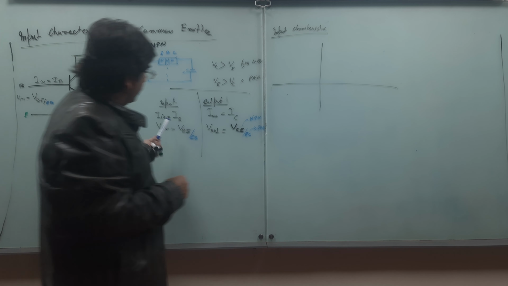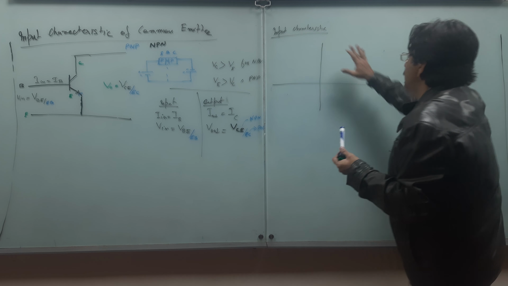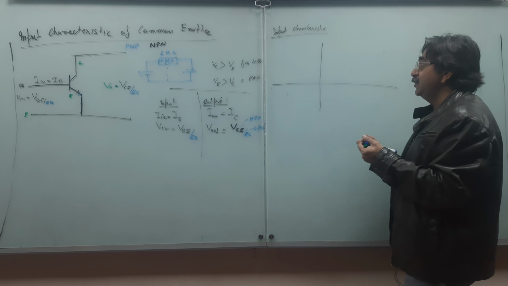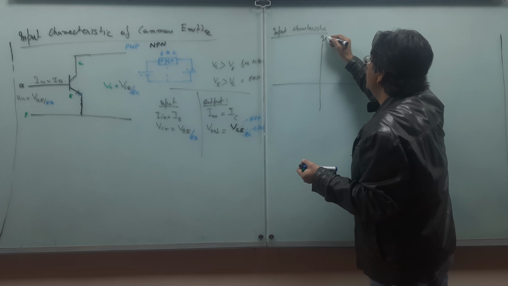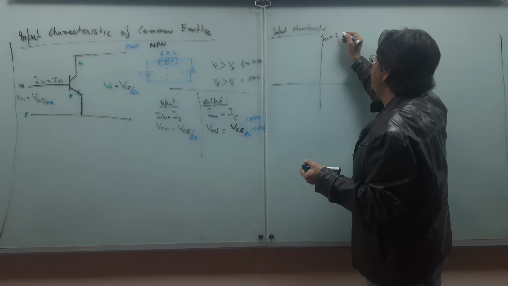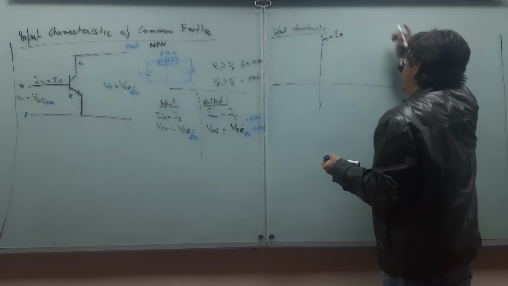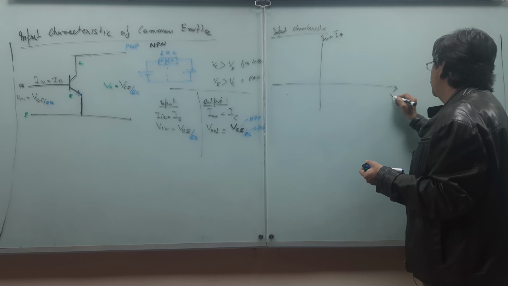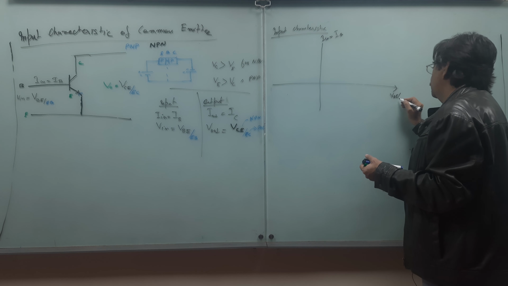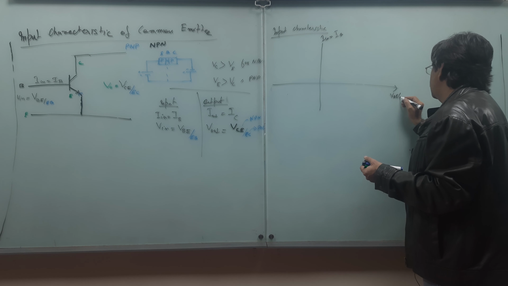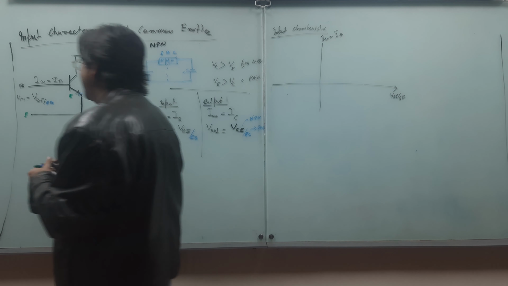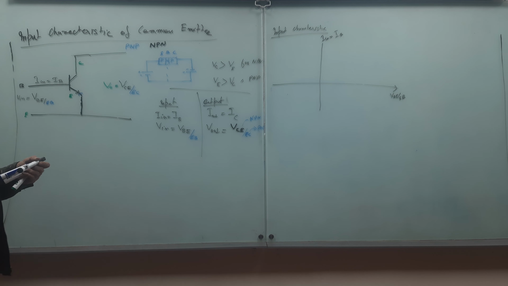So for the input characteristic, the graph must be between input current, which is IB, and input voltage, that is VBE or EB. Okay, so we have to draw the graph between these two.